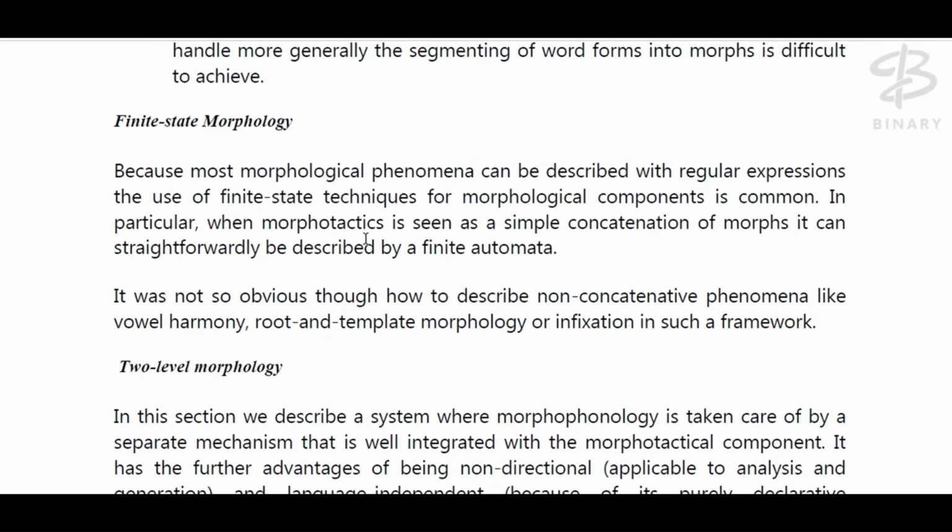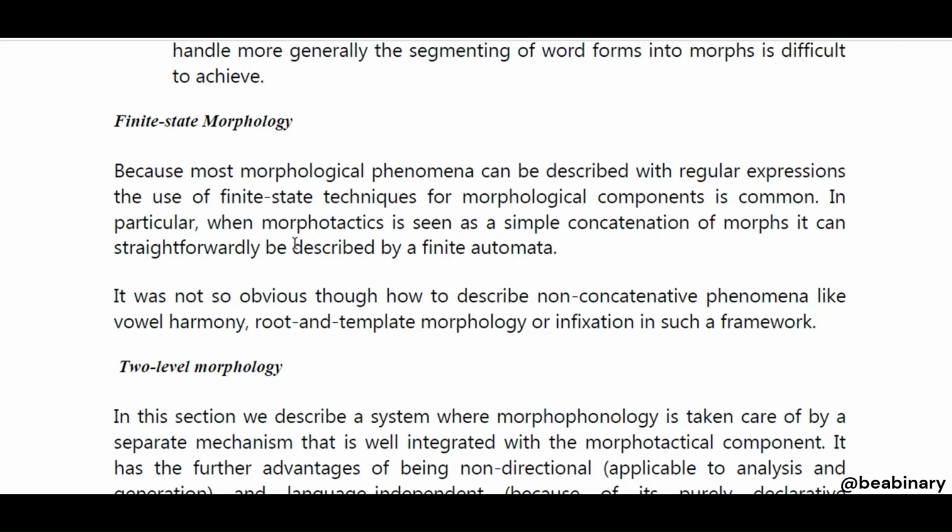We have to do finite state morphology. So because most morphological phenomena can be described with what? Regular expressions. The use of the finite state technique for the morphological component is common.